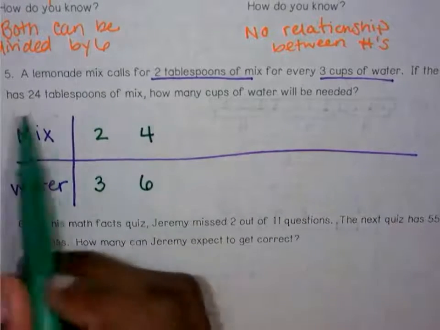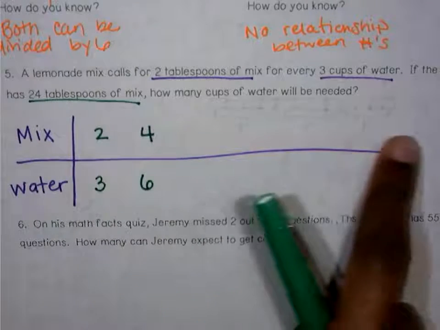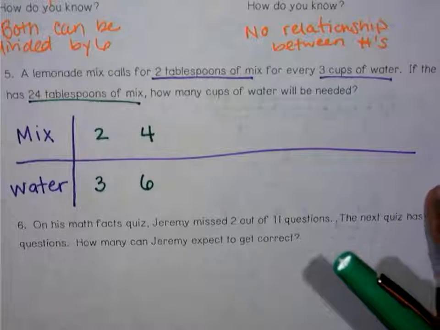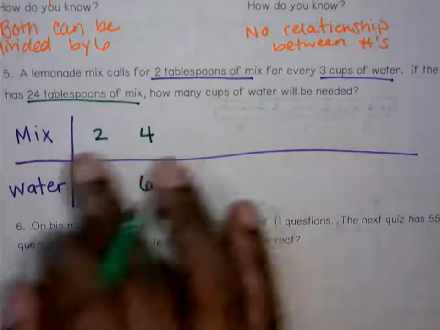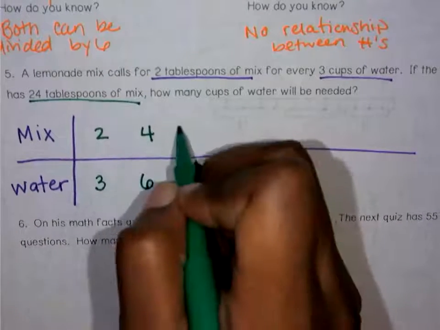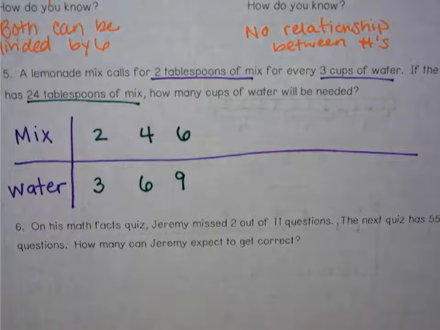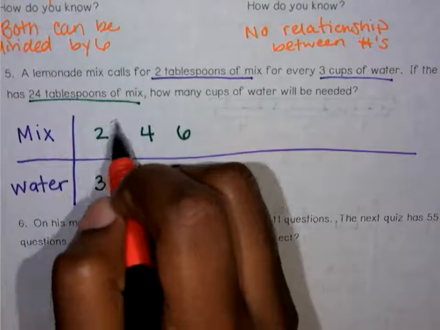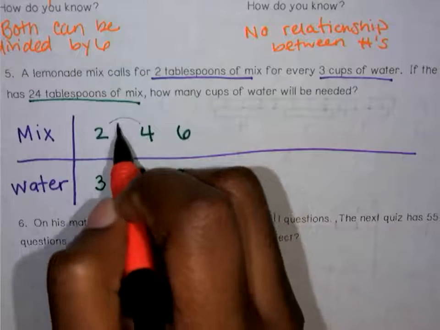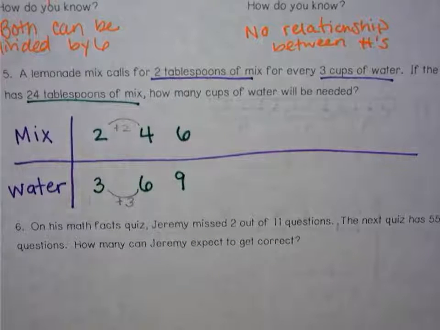And we have to figure out if the container has 24 tablespoons of mix. So this table has to go all the way to 24 to get how many cups of water we're going to get. So I'm going to start writing these a little bit smaller so I can fit all this on the screen. So you're adding another 2 tablespoons of mix. Now you're up to 6. You're adding another 3 cups of water, which is 9. Do you see the relationship right here? All right. Sorry, from right here to here. You're adding 2 each time, and this time it's getting bigger, plus 3 each time.